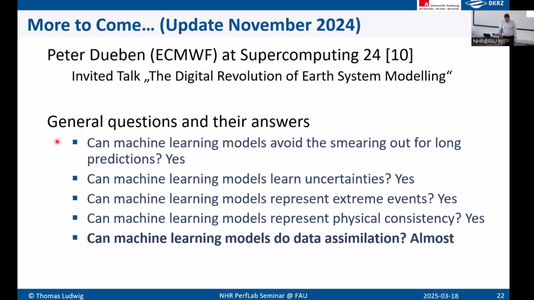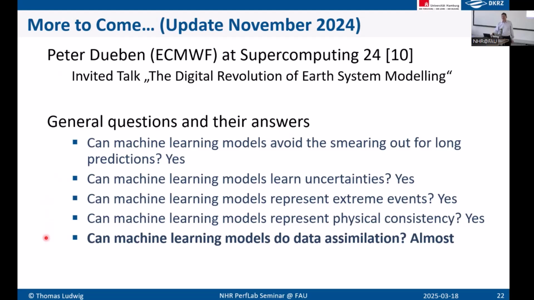The answer is yes. Can machine learning models learn uncertainties? That is also important because they want to work with these ensembles, and then the uncertainty quantification is an issue. It seems that machine learning can support that. Can it represent extreme events? There's a clear answer, yes. Nobody, at least I didn't hear anybody, speaking about why; I think they don't know why, but it just works. Can it represent physical consistency, like conservation of mass, energy, momentum, things like that? The answer is yes. And finally, Peter has several slides on that, but those are slides from a meteorologist, which I do not fully understand.